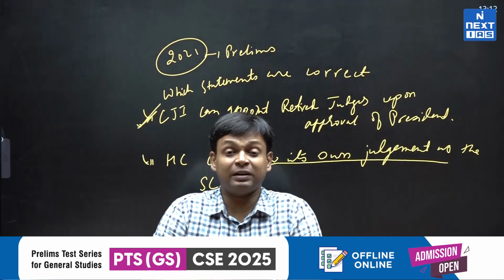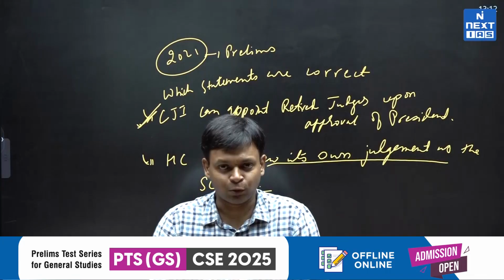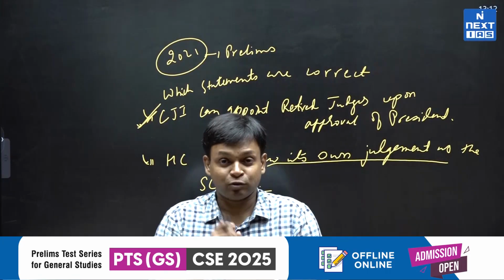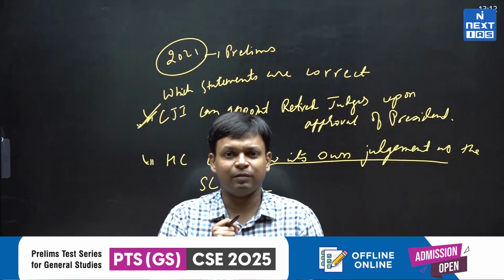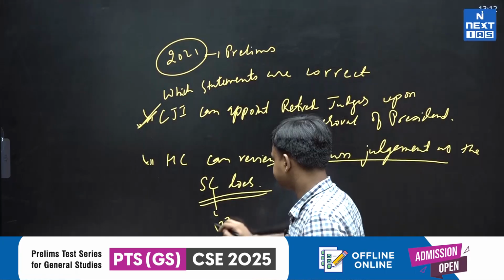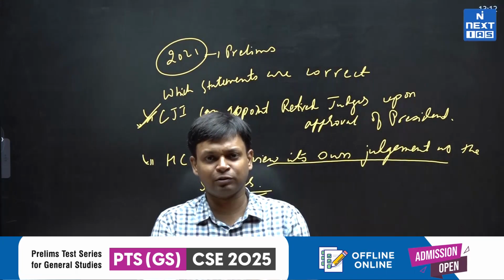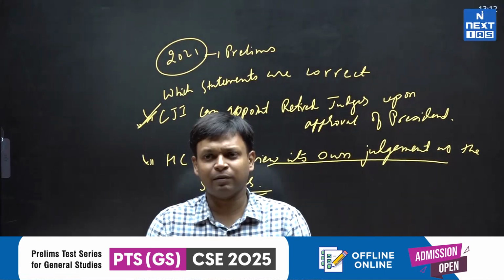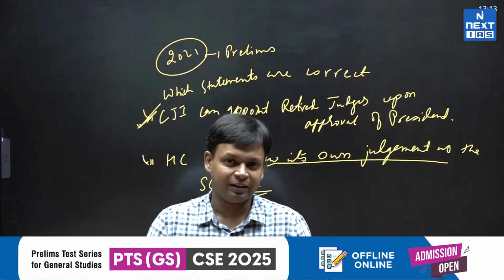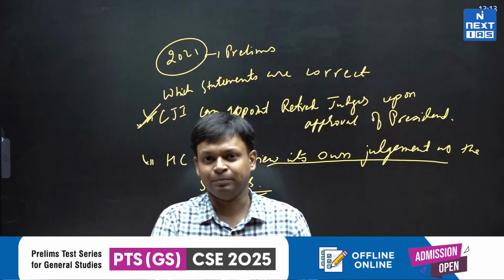Because it has the power of superintendence over all courts and tribunals within the jurisdiction of the High Court. So it can review. But the Supreme Court has been given this power to review its own judgment from Article 137 of the Constitution directly. So Supreme Court is getting this power directly from the Constitution. High Court is getting this power through interpretations of Supreme Court. So they are not similar powers. Though the exercise of the power is similar, the source of the power is not the same.